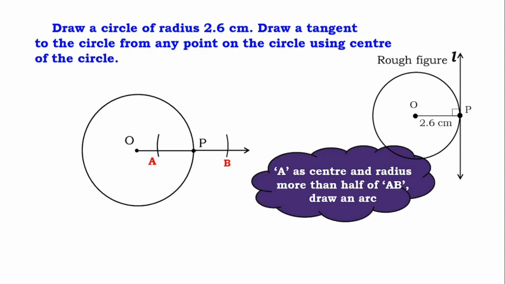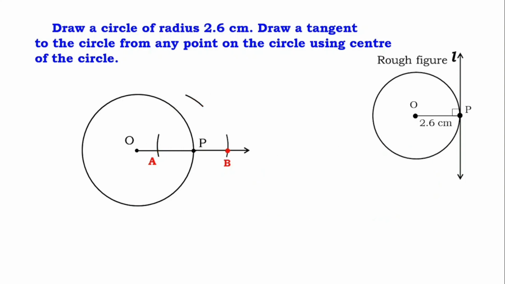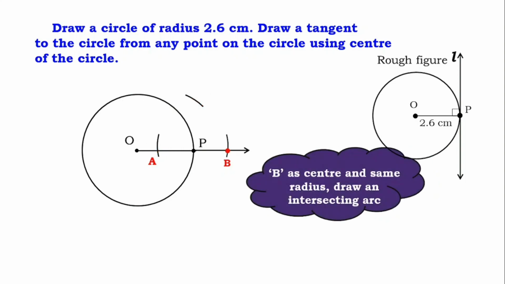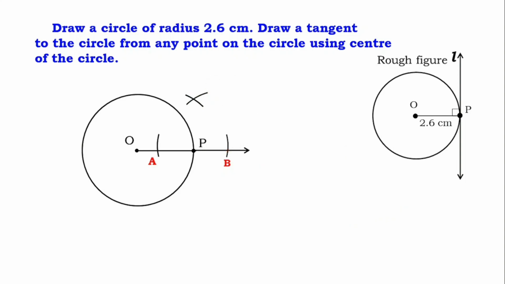Now A as the center and radius more than half of AB, draw an arc. Now what I'll do? I'll take a suitable distance of more than half of AB and draw arcs. See what I do? More than half of AB, draw an arc. Now keeping the pointer at B, B as a center and same radius, draw an intersecting arc. So with the same distance, I'll keep the pointer at B and cut this arc. See this like this. Okay. Now name this arc, that is point C.